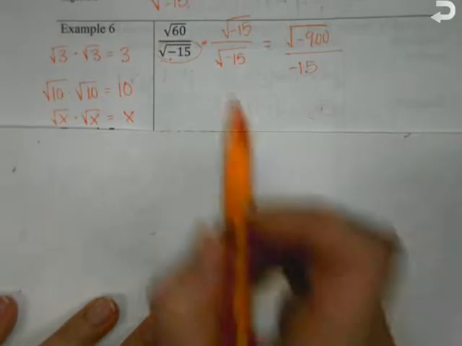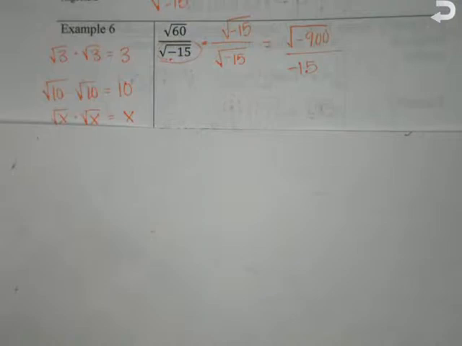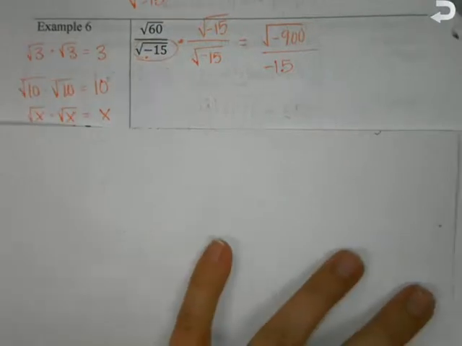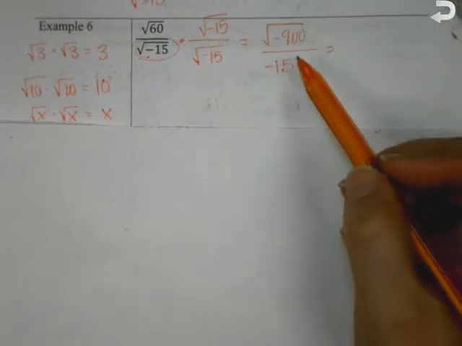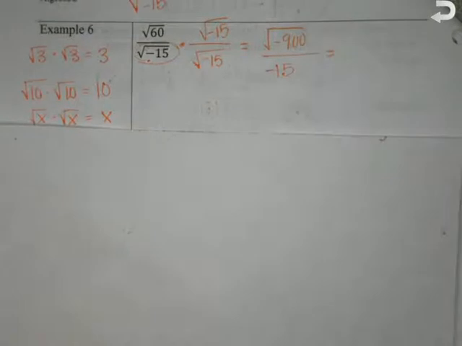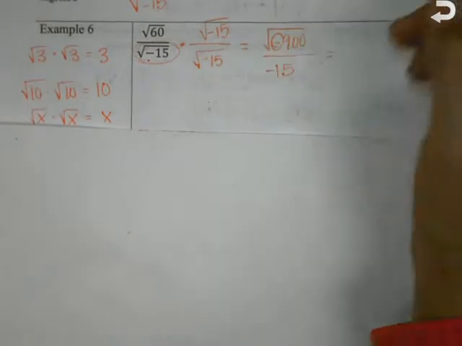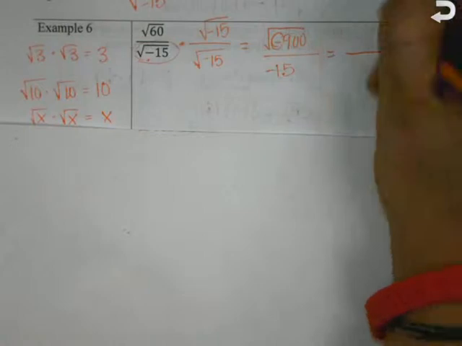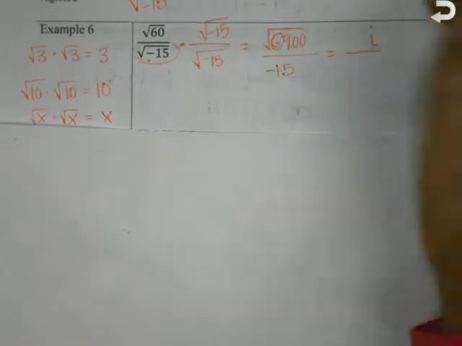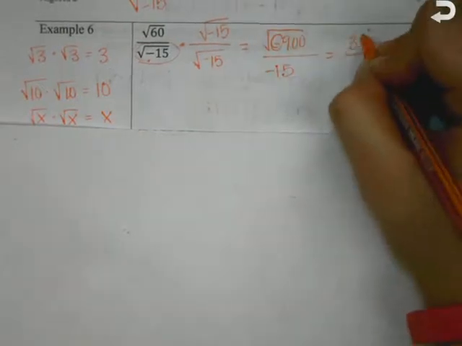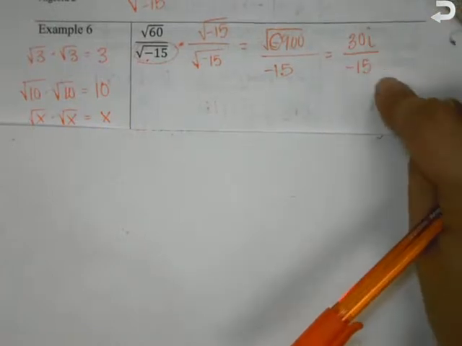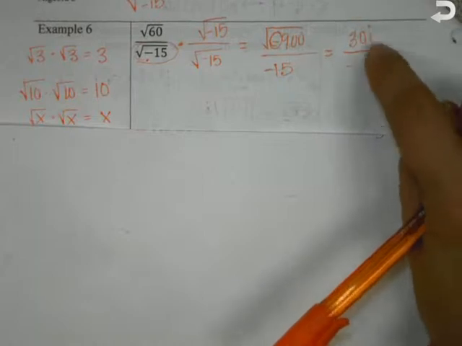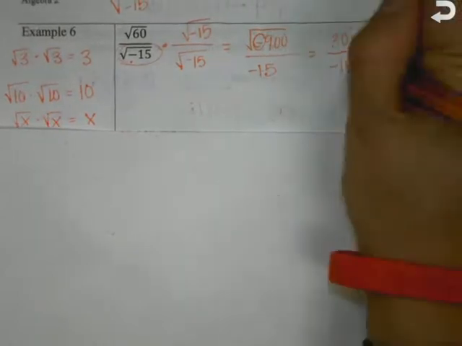Alright. So let's simplify the top. If I have square root of a negative 900, that negative automatically tells me that my answer is going to have what in it? i. And the square root of 900 is 30. So this is 30i over negative 15. And does that reduce at all? It does. Negative 15 goes into 30 2 times. So that's negative 2i.